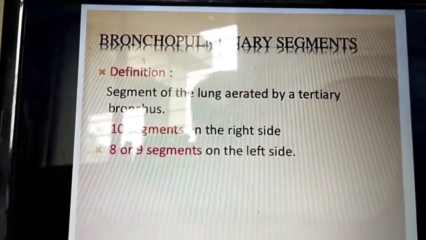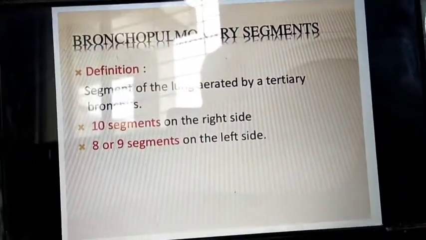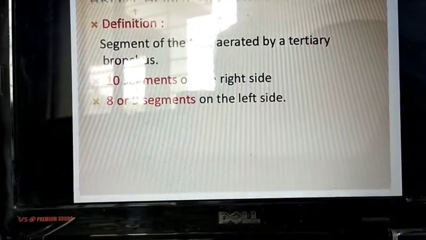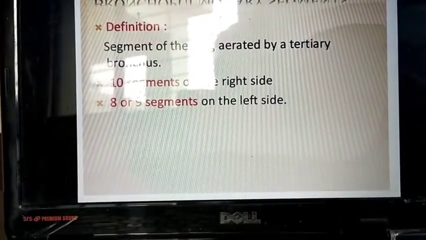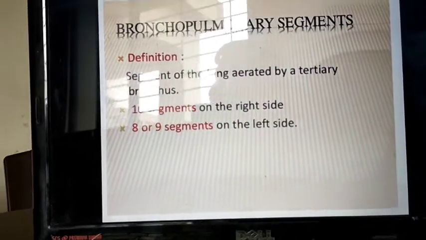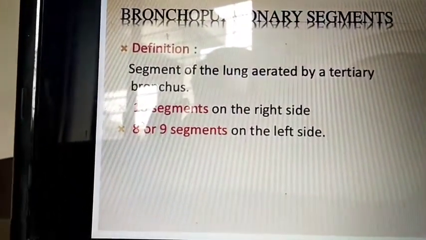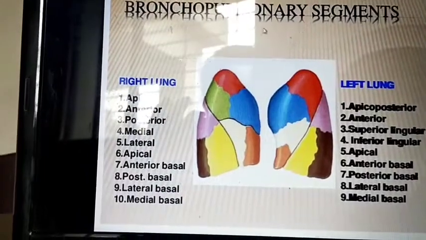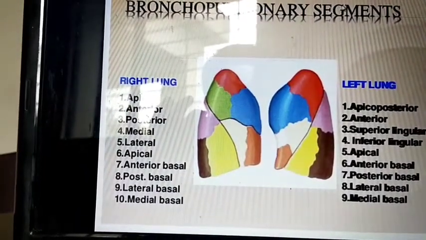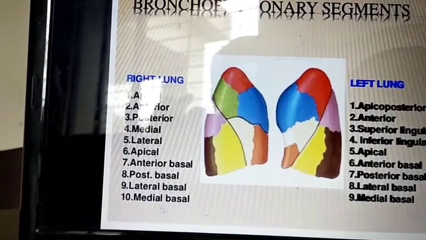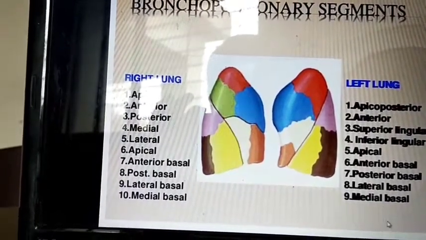Okay, bronchopulmonary segment is the definition. The segment of the lungs aerated by a tertiary bronchus. There are 10 segments on the right side, 8 to 9 segments on the left side. Okay, what are the segments? Bronchopulmonary segments. How many segments are there? There are 10 on the right side and only 9 on the left.